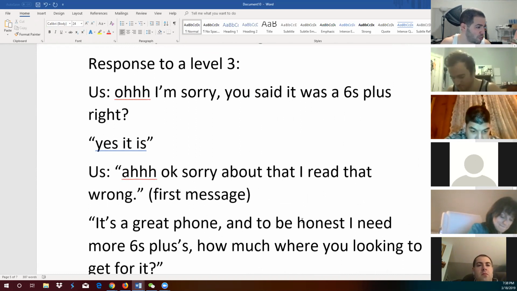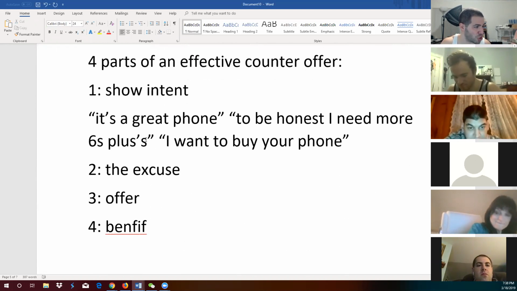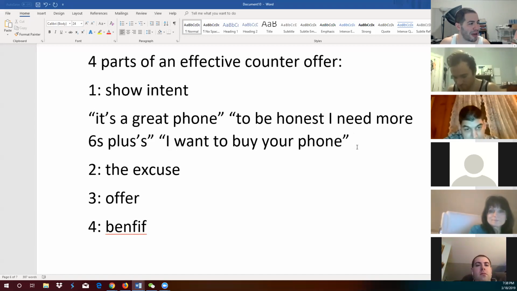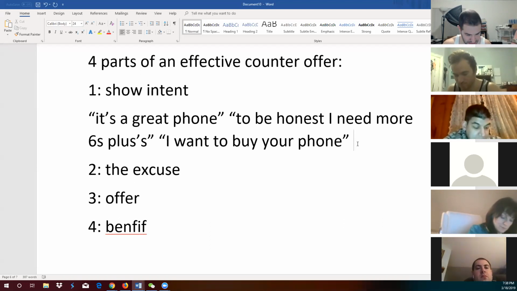It's a great phone. And to be honest, I need more success pluses. You got to show intent. So you pick 1 or 2 of these. If you got to suck up to them a little bit, you do a couple things. It's a great phone, and I want to buy your phone. It's a great phone, and to be honest, I need more success pluses.